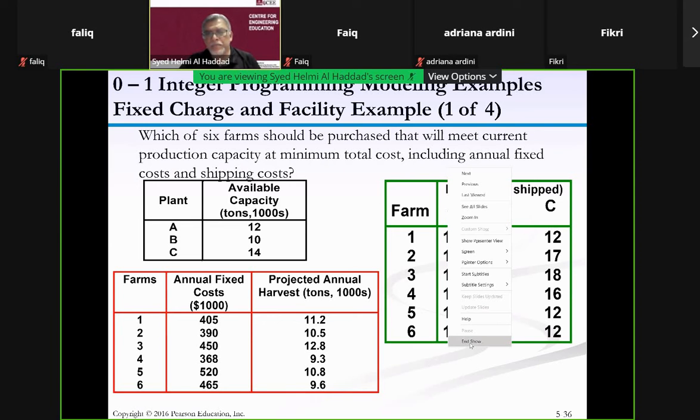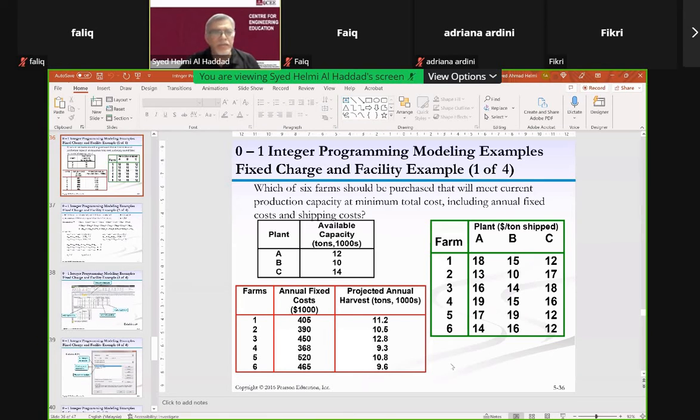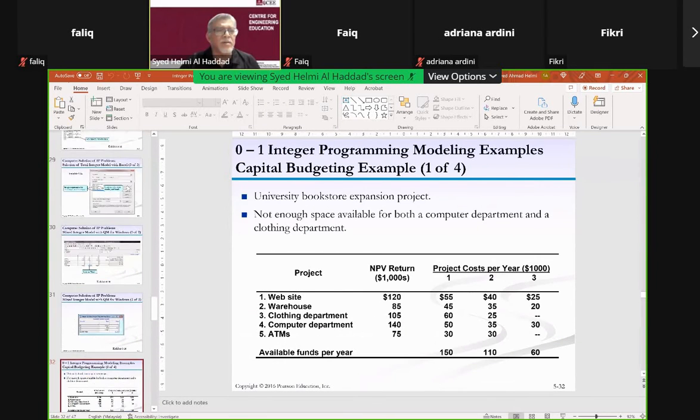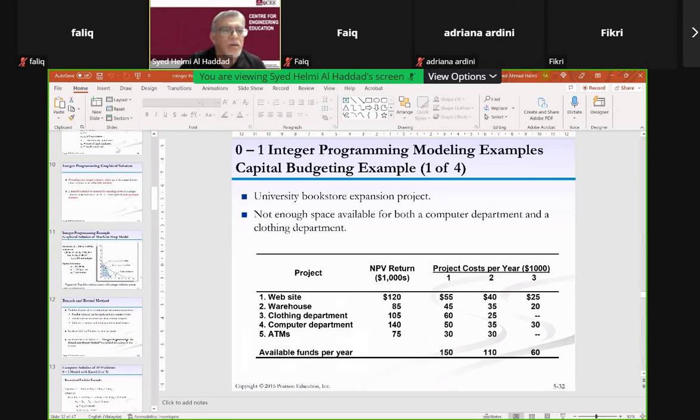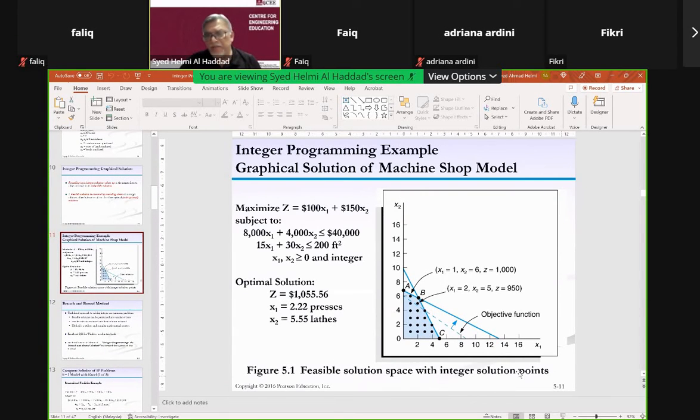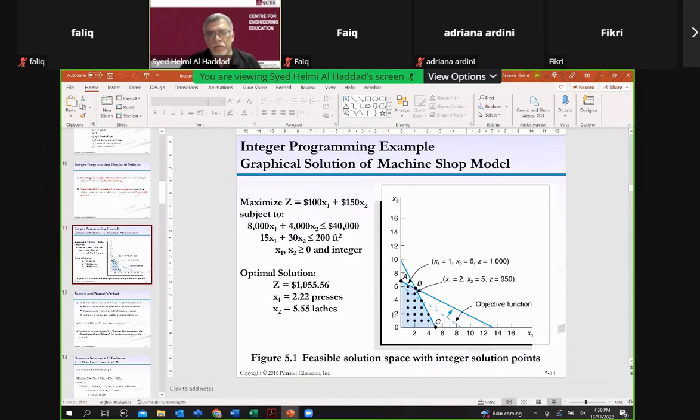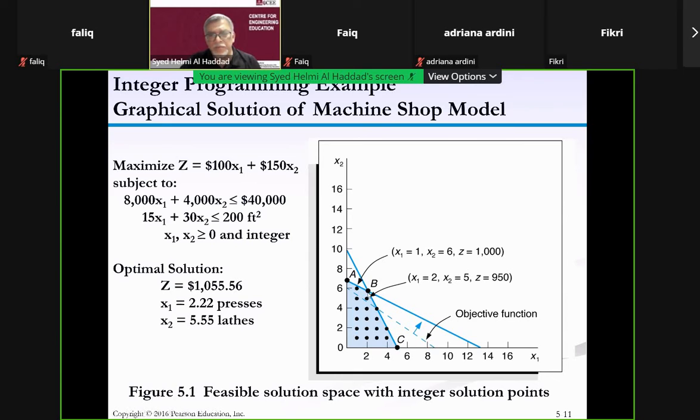If we look at the branch and bound, when you want to solve integer programming, you need to make a selection of the location beside the surrounding. If this is your optimal solution, your answer is not an integer. You can see at point B, the solution is 2.25 presses and 5.55 lifts. So the number of lifts is a decimal number, and the number of presses should be an integer.